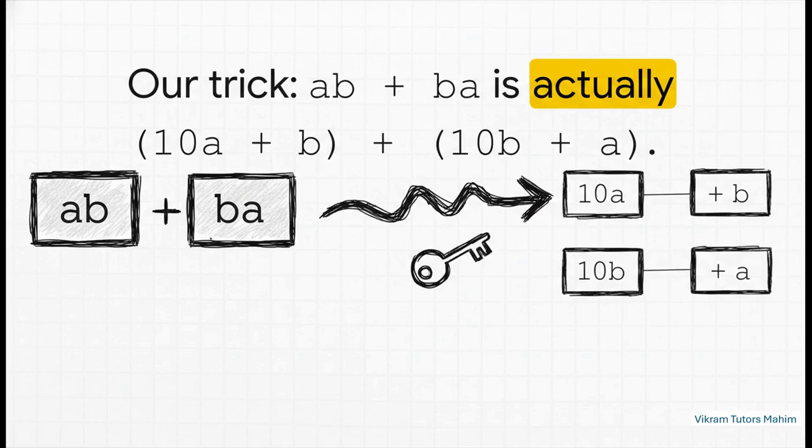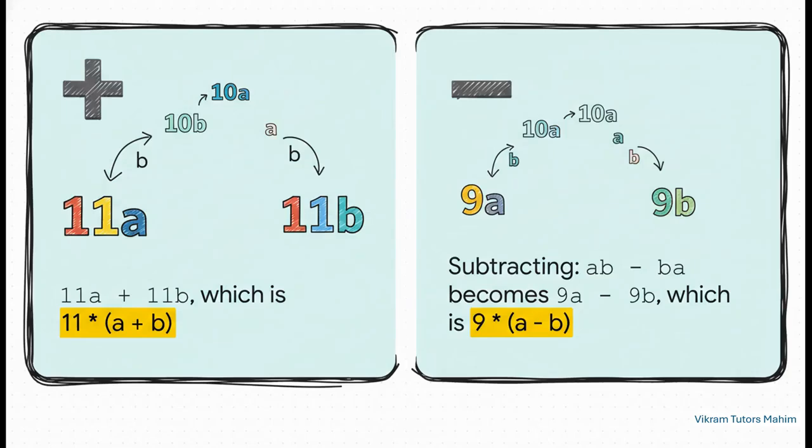The number AB is really 10a plus b, right? And its reverse, BA, is just 10b plus a. So all we did was add those two things together. And check this out. This is where the magic happens. When we add 10a plus b and 10b plus a, we just combine the like terms. 10a plus a is 11a. b plus 10b is 11b.